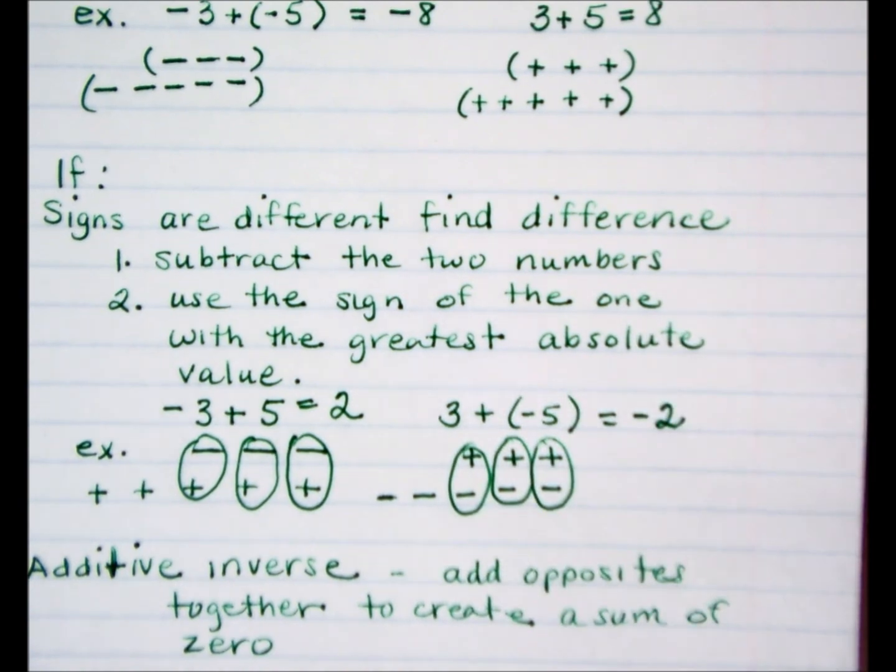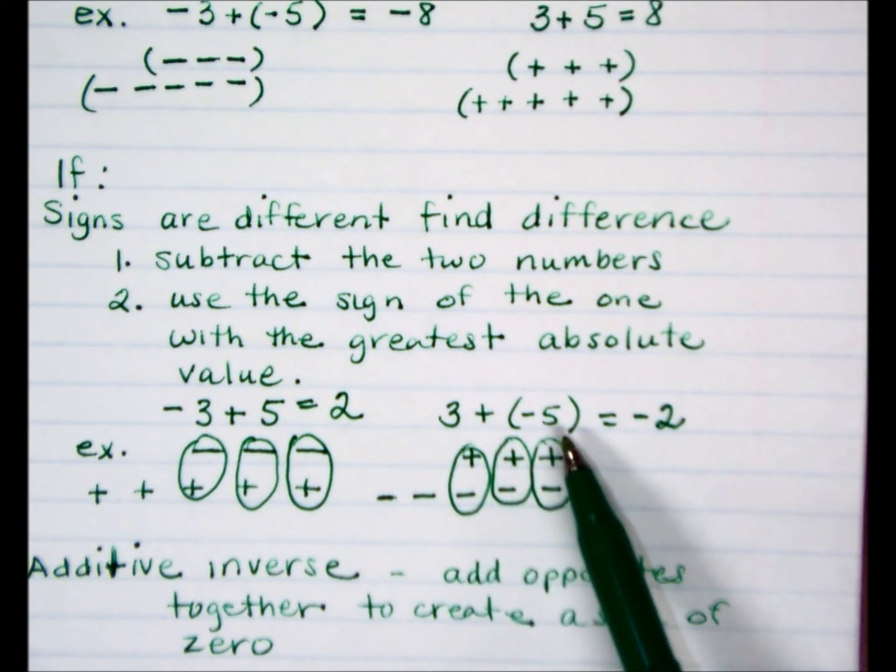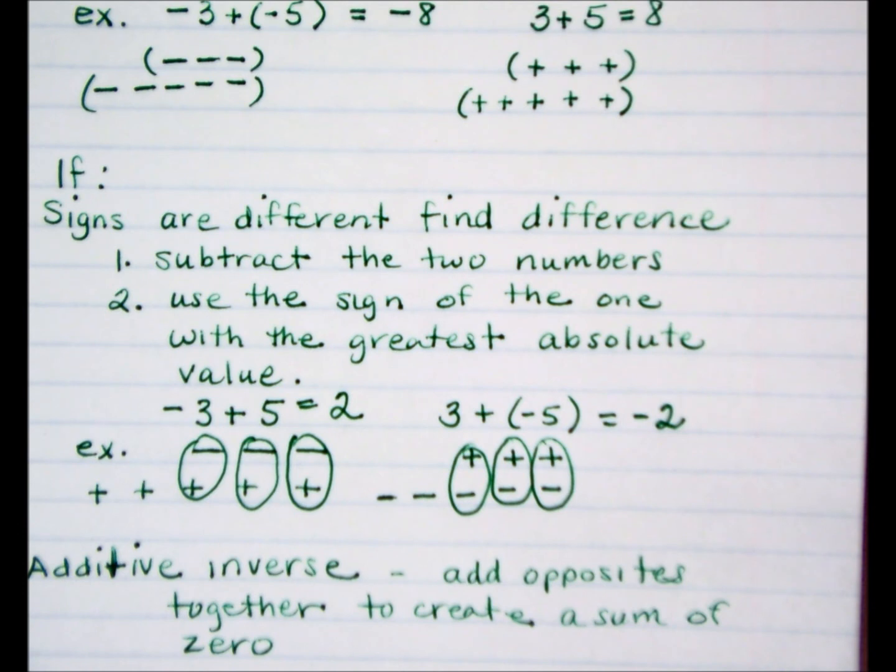Now that's pretty simple to do, this drawing, when the numbers are small, but when the numbers are bigger, you have to do something different. So you need to remember the rule. So again, I would say 5 minus 3 is 2. But when I look at it, the one with the greatest absolute value would be 5, and 5 is negative, so the answer is negative. Those are the rules for adding integers.